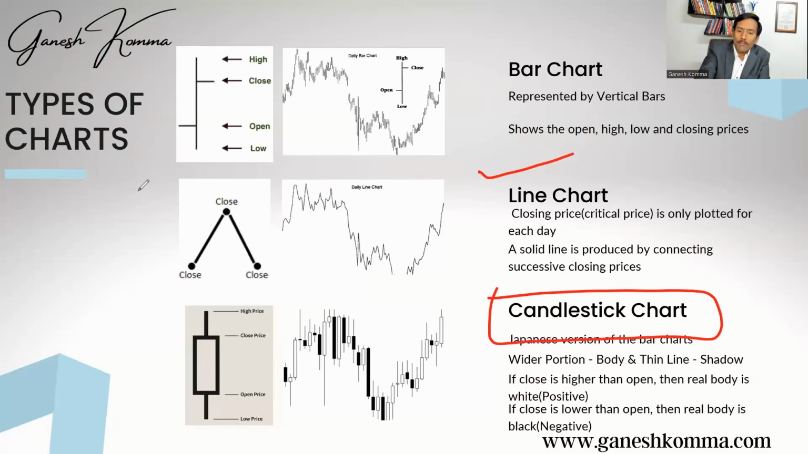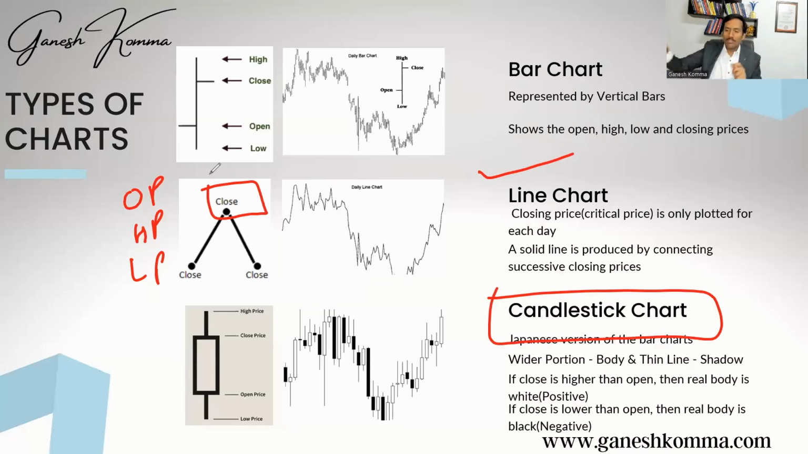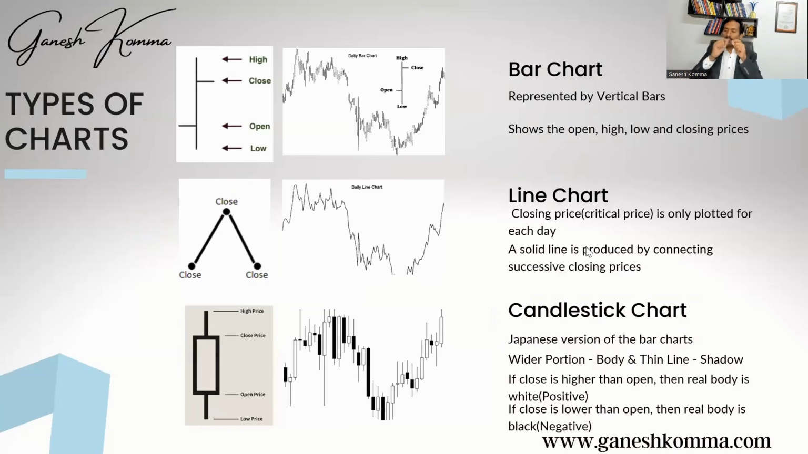So here you don't have your opening price, you don't have your high, you don't have your low price, you only have the closing price. So all the closing prices of a particular day, the dots will be connected and a solid line will be formed, right? So we hardly use a line chart. The reason being, it only connects the closing prices of the stock just to analyze the chart pattern, right?